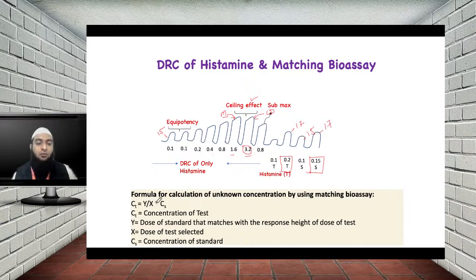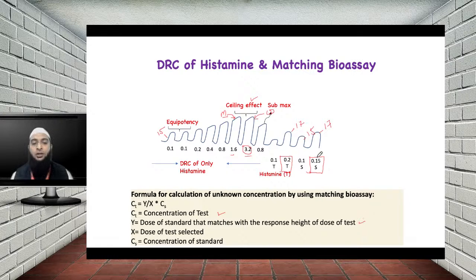So what is that formula? The formula is Ct equals y by x multiplied by Cs. So now here the Ct is the concentration of the test, y is the dose of the standard that matches with the response height of the dose of the test. So what is that dose?